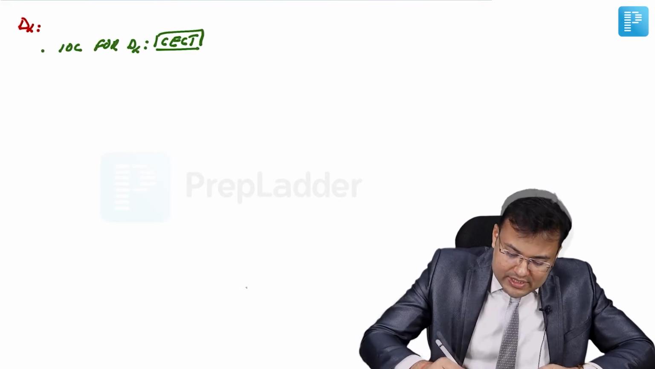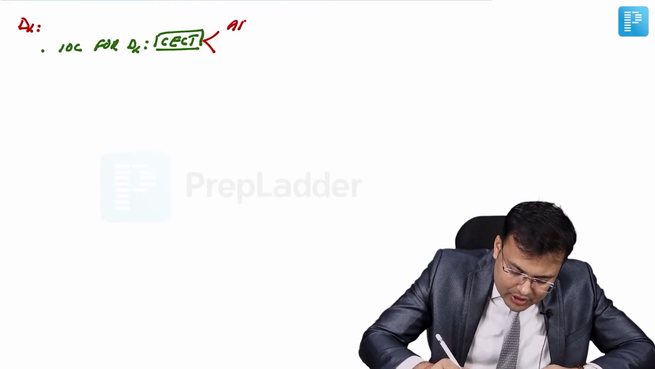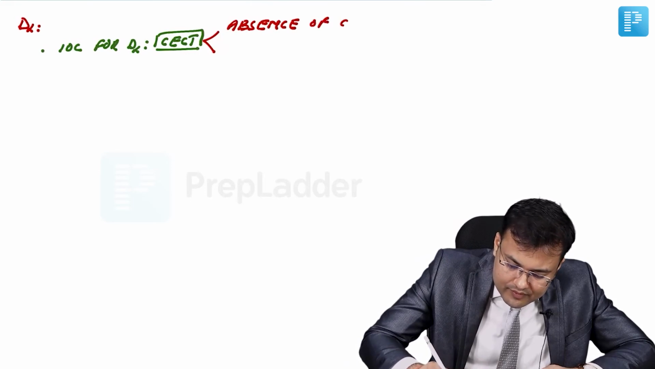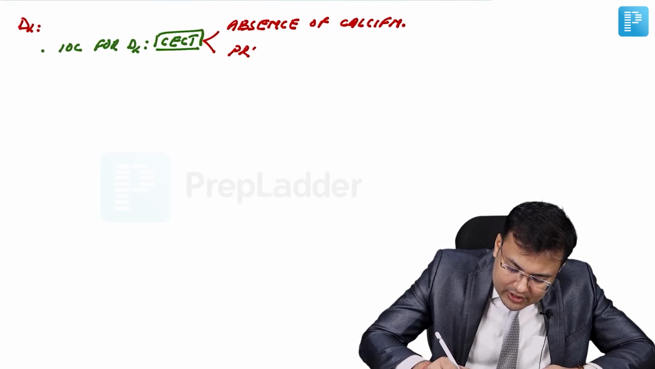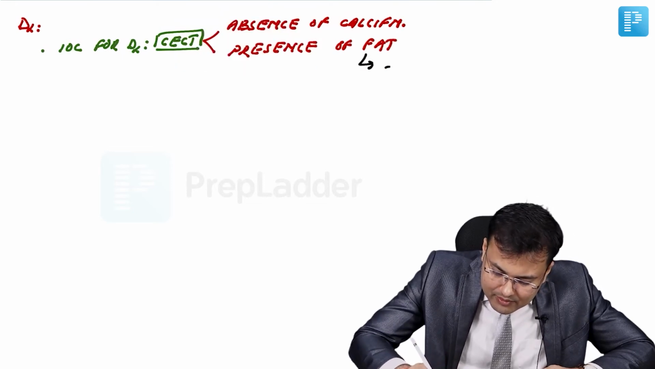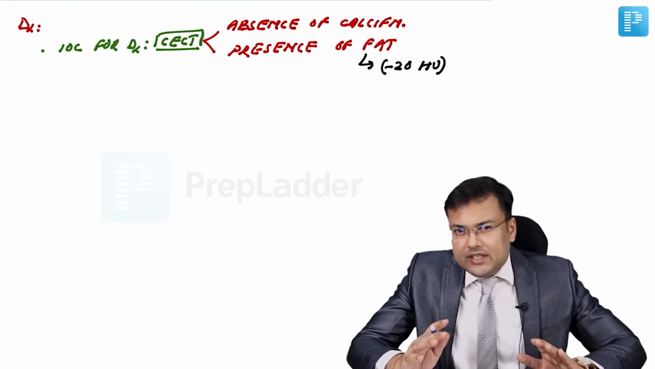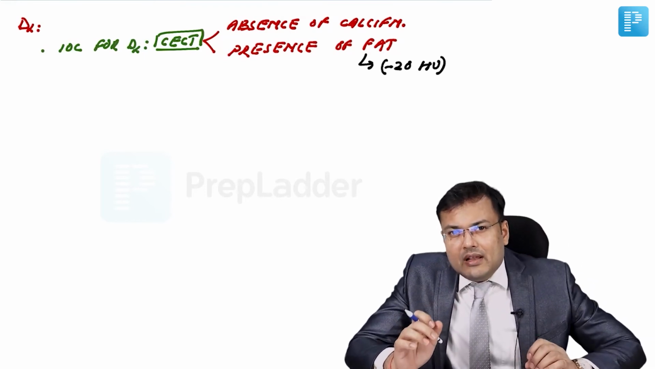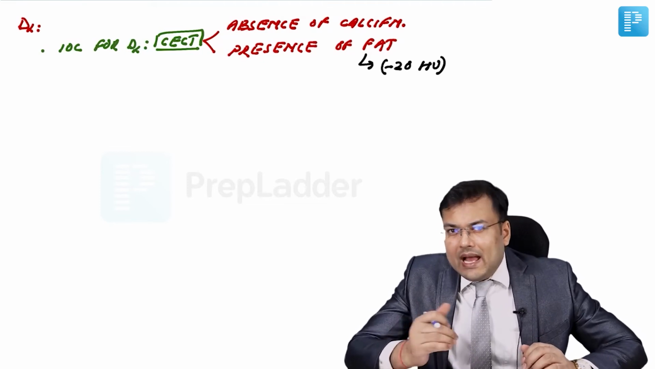So on CT there is absence of calcification, and there is presence of fat. On CT, fat is around minus 20 Hounsfield units. So on CT, fat generally has a relatively black appearance.